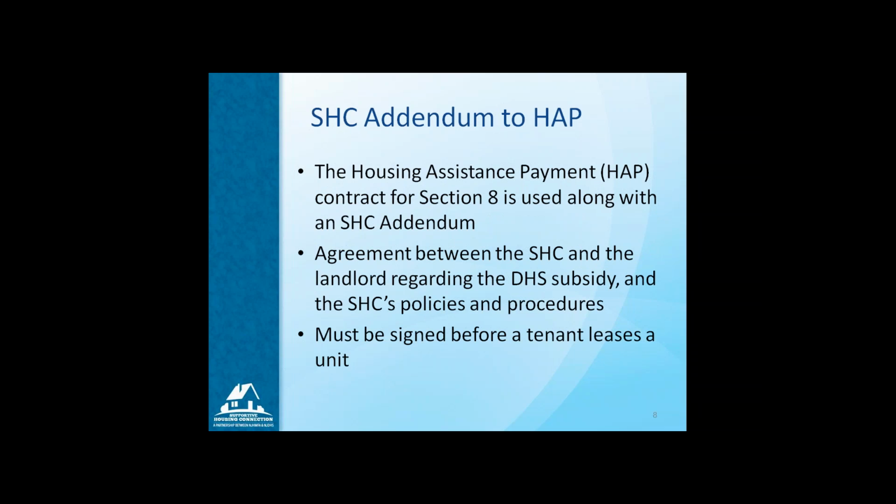Now, we also have a document that's called the Supportive Housing Connection, or SHC Addendum to the HAP contract. Now, the HAP contract, Housing Assistance Payment Contract, is what Section 8 uses, and we use that along with the addendum. And this is an agreement between the SHC and the landlord regarding the DHS subsidy and the SHC's policies and procedures. This is a document that must be signed before a tenant leases a unit.